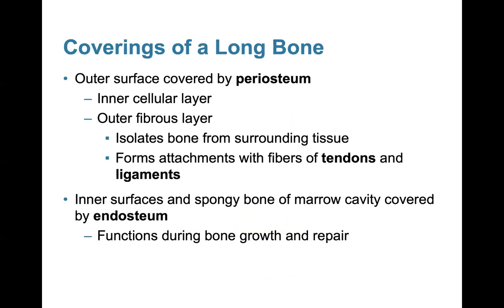Long bones will be covered with an outer surface covering called a periosteum. And the periosteum will contain an inner cellular layer and an outer fibrous layer. The outer fibrous layer is going to isolate bone from surrounding tissues. We'll also form attachments with fibers of tendons and ligaments. The inner surfaces and the spongy bone of the marrow cavity are covered by endosteum, and they will function during bone growth and repair.